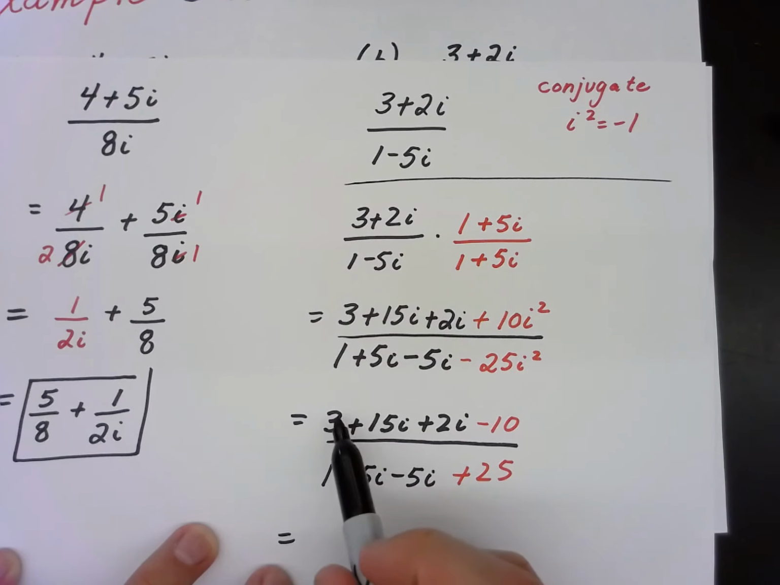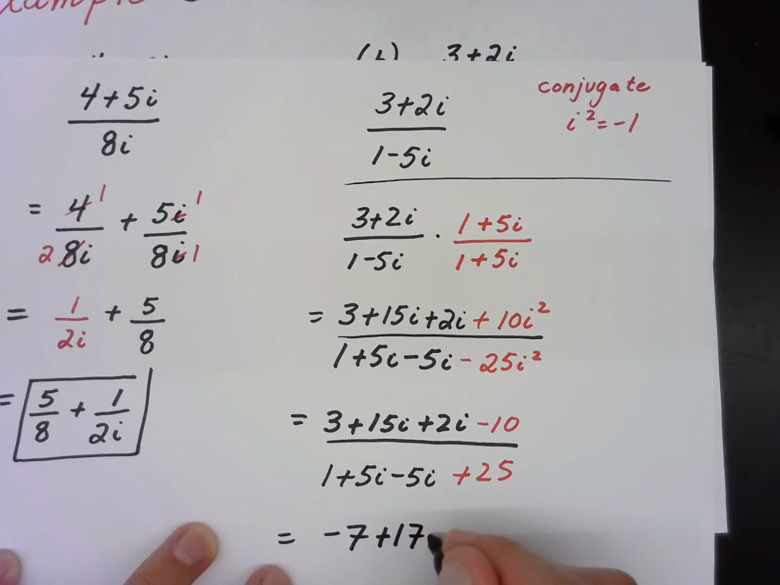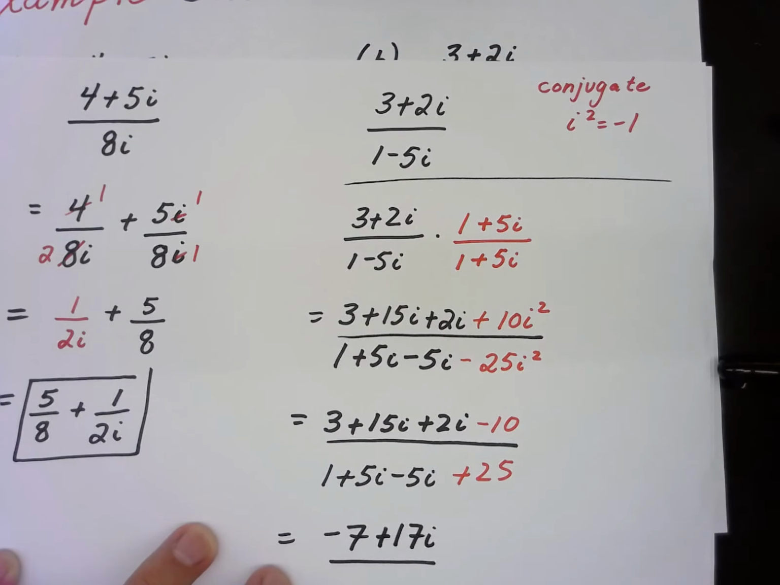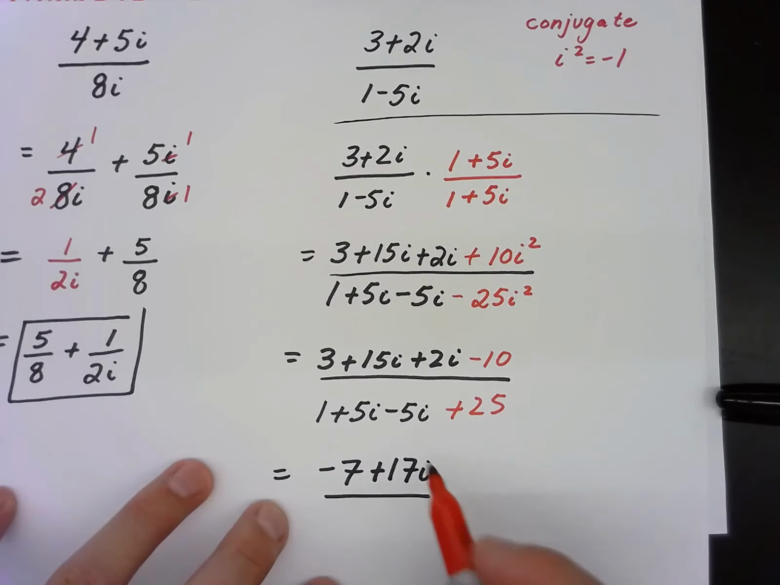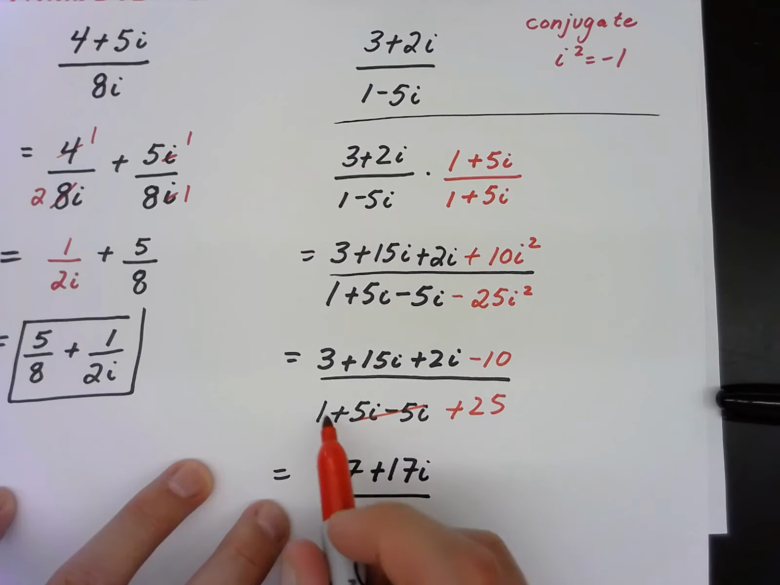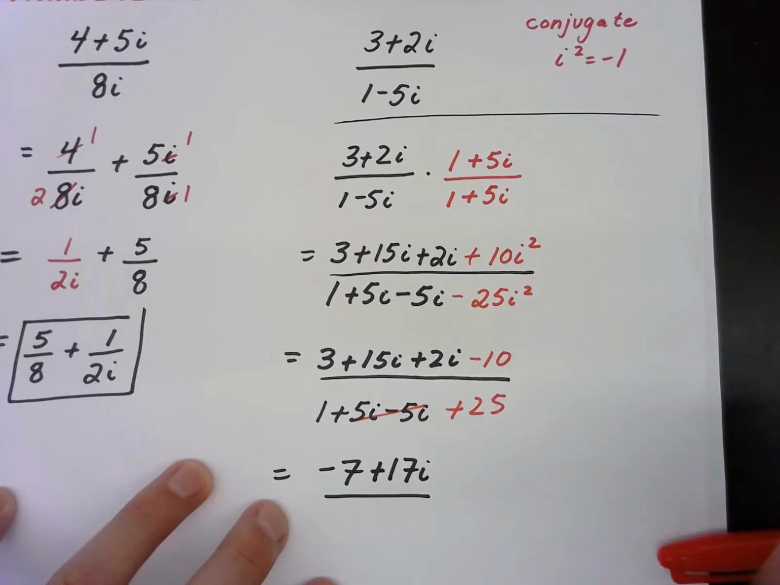Now combine like terms. 3 plus -10, or 3 minus 10, is -7. 15i plus 2i is 17i. Over, the middle terms cancel out here. They're additive inverses. 1 plus 25 is 26.